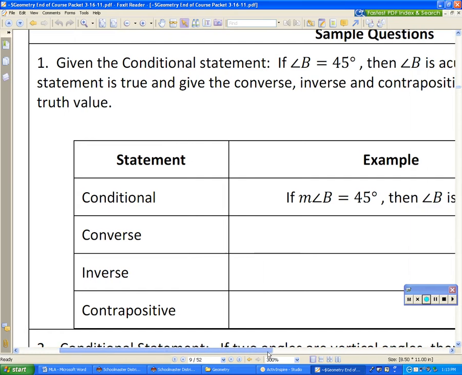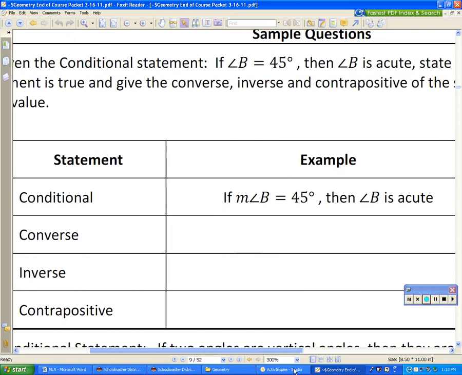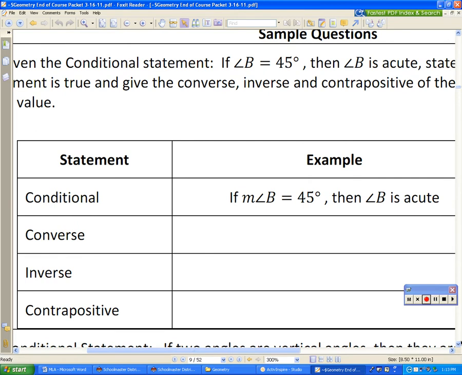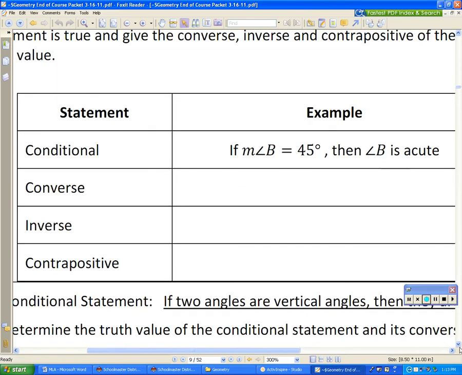So we're going to do the stuff that we did yesterday based on this statement right here. We're starting with the conditional statement, which says if the measure of angle B is 45 degrees, then angle B is acute. You need to write that down, and we're going to fill in the table. Okay, so the converse is, flip it around. If angle B is acute, then the measure of angle B is 45 degrees.